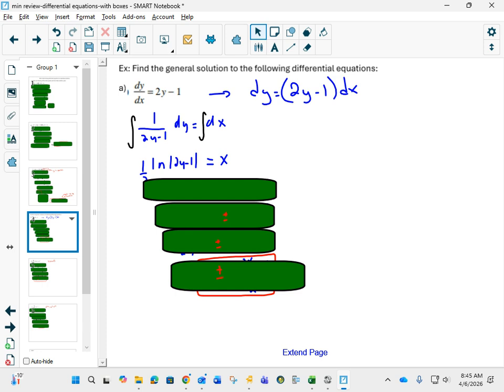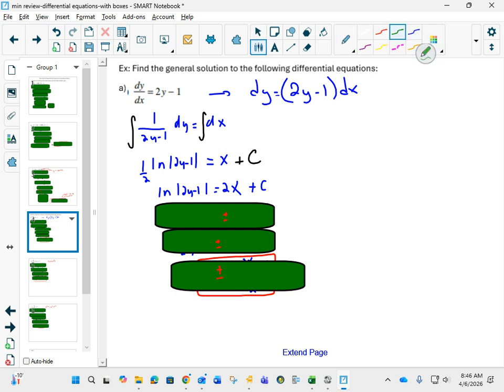This would be a natural log, 2y minus 1, but it would have a simple chain rule where you'd have to multiply by 2. So remember, we have to compensate by dividing by 2. And there would be a plus c on that side. Now, if I multiplied by 2 to get rid of my fraction, that would multiply the x by 2, and it would multiply the c by 2. So if I was numbering this, this one would have been c1. This is my new c, this could be c2.